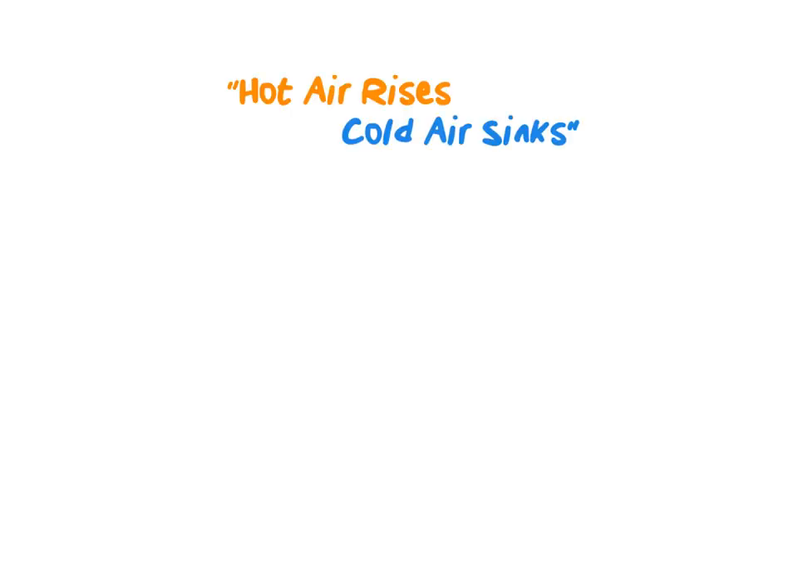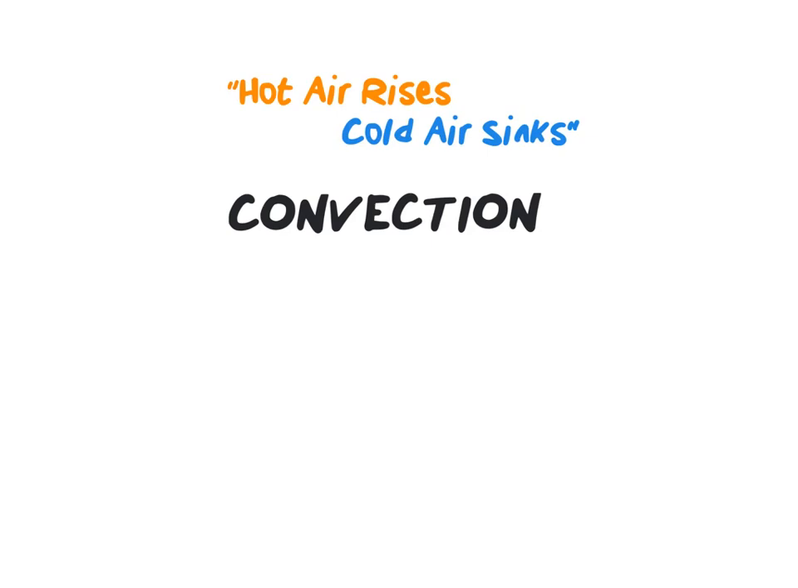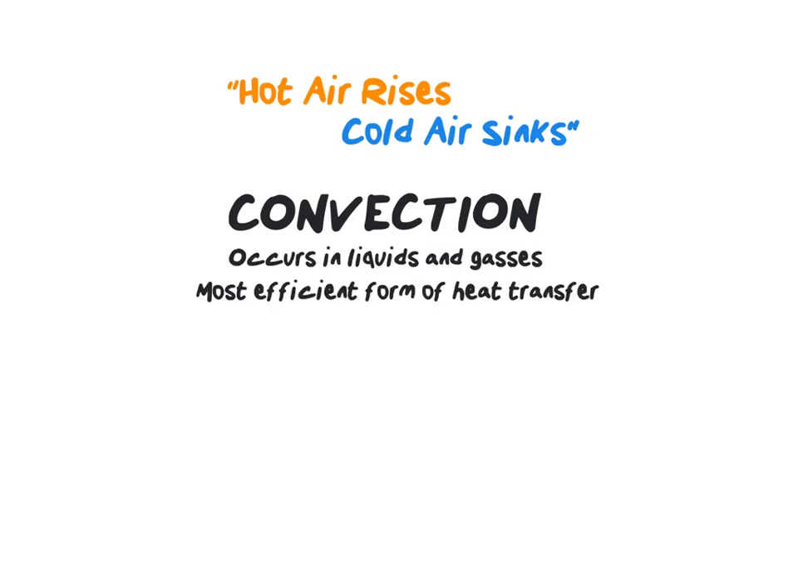If you've ever heard the phrase, hot air rises and cold air sinks, you've actually been hearing about the 2nd method of heat transfer, known as convection. Convection occurs in liquids and gases, and it's actually usually the most efficient way to transfer heat. The basic mechanism by which it works is that hot gases or hot liquids move up to areas where you have cooler liquids or gases, and thereby can create a sort of cycle.